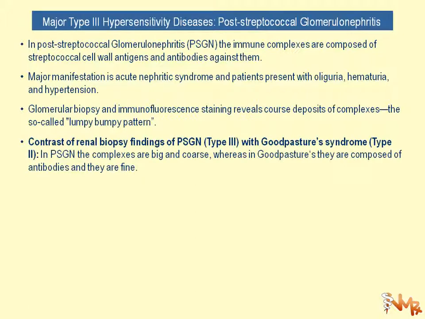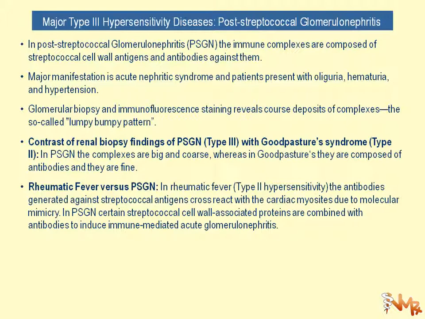In renal pathology course, I've covered this in details for you. However, you may be interested to contrast the renal biopsy findings of PSGN, which is a type 3 hypersensitivity, with Goodpasture's syndrome, which is a type 2. And of course, the common denominator of these conditions is that the renal glomeruli is going to get affected in both. However, in Goodpasture's, the basement membrane of the lungs is also affected. In PSGN, the complexes are big and coarse, whereas in Goodpasture's, they are composed of antibodies and they are very fine.